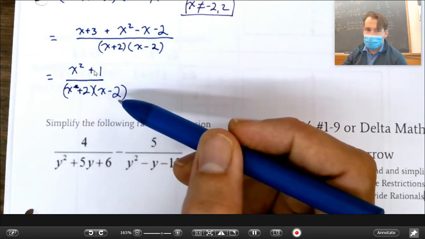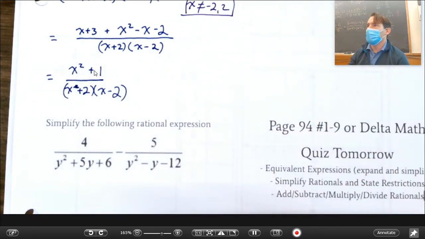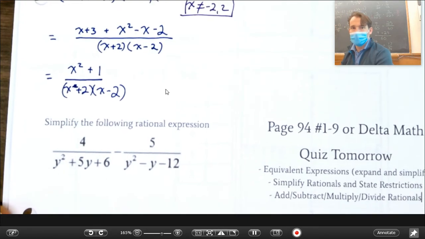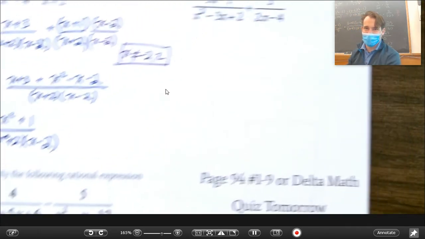Now I look, can I still simplify anything here? And I see, no, I can't simplify anything there. So that's finished. Try another one? Of course, let's try another one.